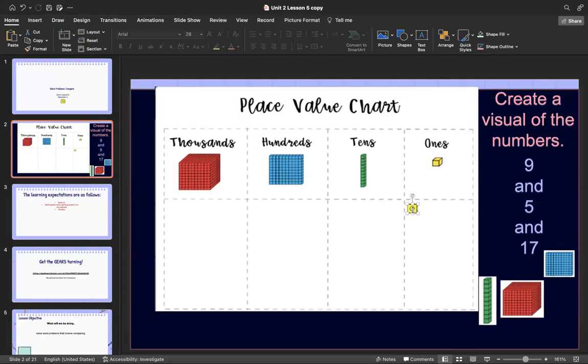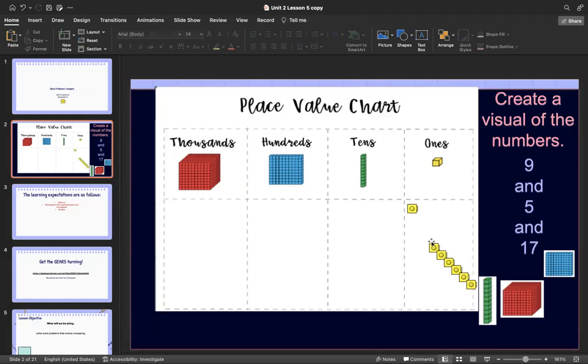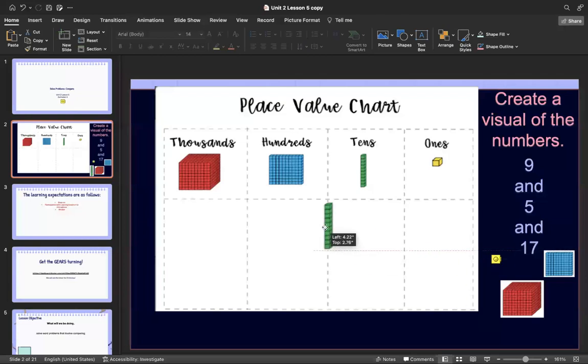Creating the number 9, you're going to use the ones cubes. 1, 2, 3, 4, 5, 6, 7, 8, 9. 9 cubes. I never seem to grab these. Let's see. That is the number 9. One more would make a 10 stick. And then everything would be gone in the ones and we just have a 10 stick if we made 10, right? So one more than 9 is 10.